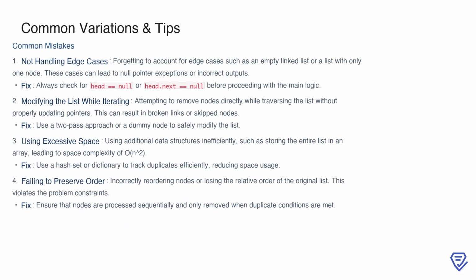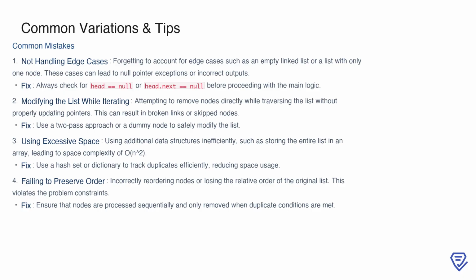One common mistake in this problem is not accounting for edge cases. For example, if the linked list is empty or contains just one node, attempting to perform operations without checks can lead to issues like null pointer exceptions. To address this, always verify if the head is null or if the list has only one node before proceeding with your main logic. Another issue arises when modifying the list while iterating.